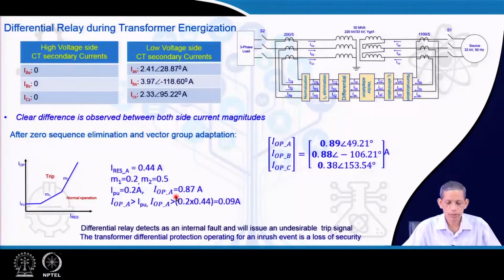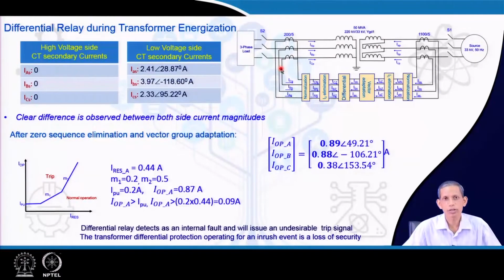So, this operating current is close to 0.9. That means it is greater than this, and also greater than our M1 0.2 into 0.44, which is 0.09. Therefore, this point will fall in the trip region, and the differential relay will trip for the transformer energization case.